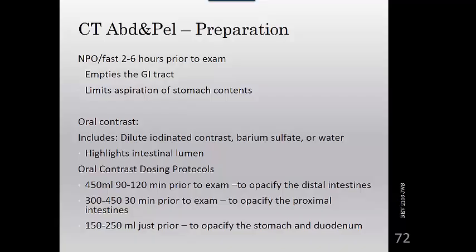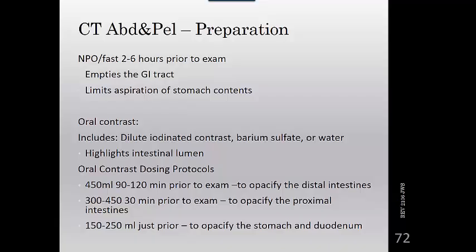In most cases, an oral contrast is administered to distend the GI tract and clearly demonstrate the intestinal lumen. The agent used may be a dilute solution of iodinated contrast medium, barium sulfate, or water. For general studies of the abdomen pelvis, 750 to 1,500 milliliters of oral contrast is administered 30 to 120 minutes before the exam.